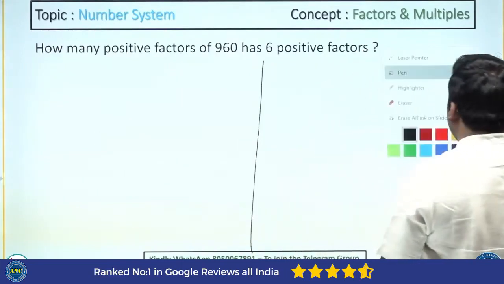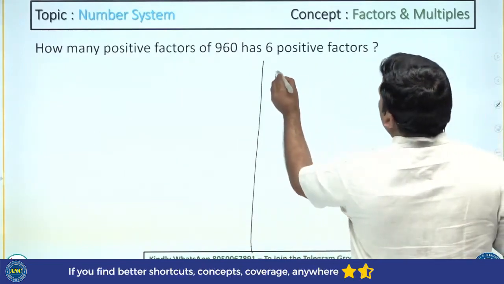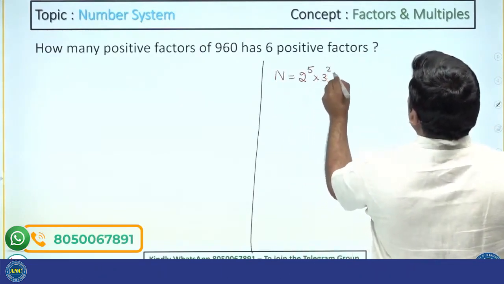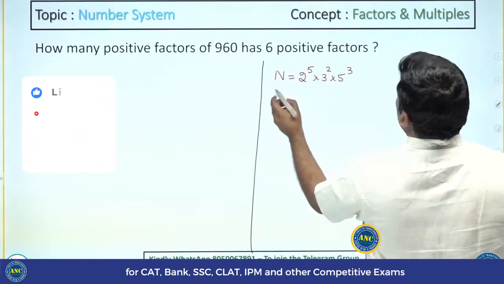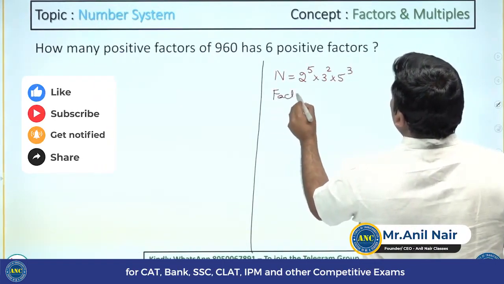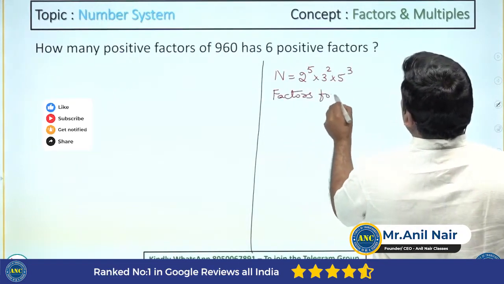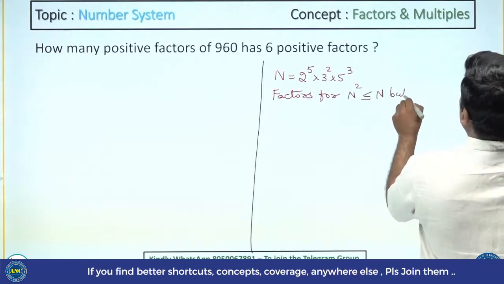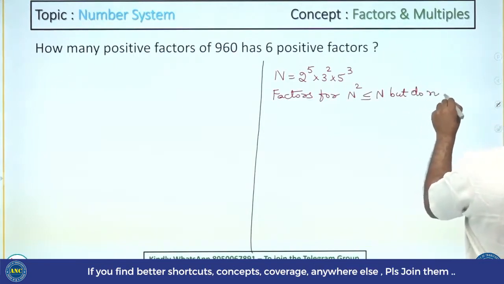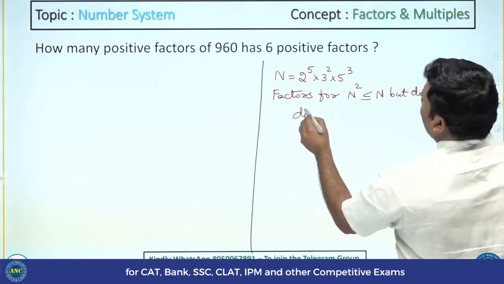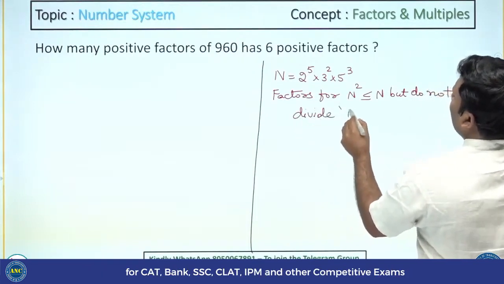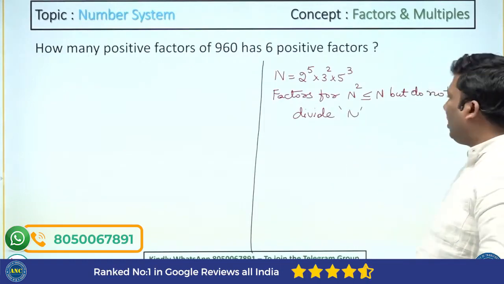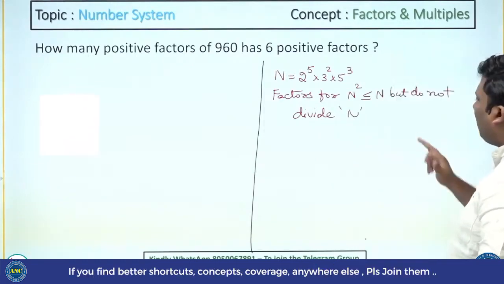Let us do it for a smaller number, with 3 prime bases. N is 2 power 5 into 3 square into 5 cube. How many factors of n square are less than or equivalent to n, but do not divide n? You don't need to memorize any formula. Just logically, if you solve, you will get the answer.